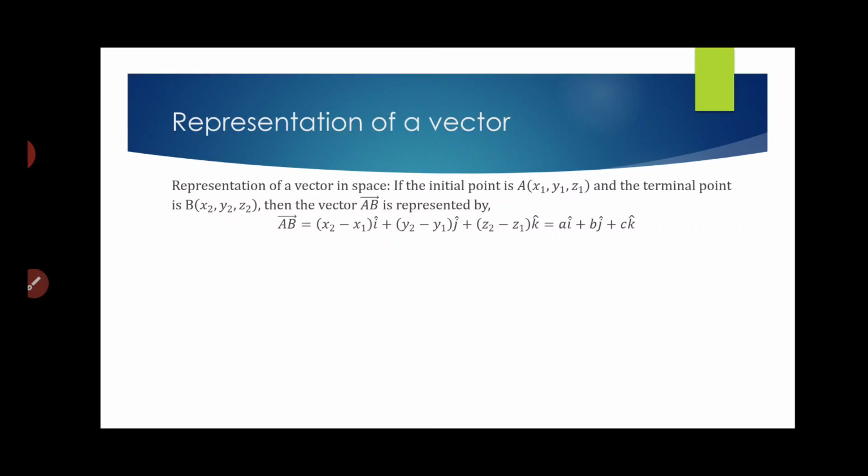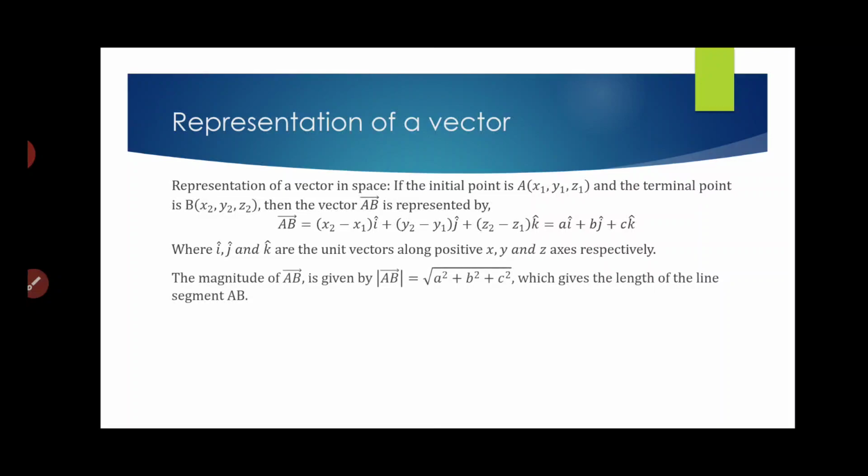So a i cap plus b j cap plus c k cap, this is how a vector is represented in space, right? And then this i cap, j cap and k cap are the unit vectors along the x, y and z axis respectively, the positive direction of the x, y and z axis respectively.